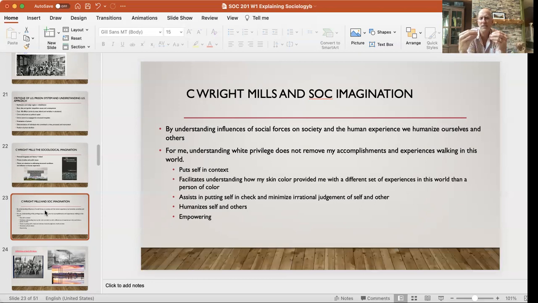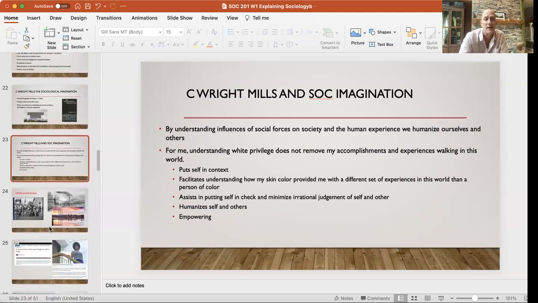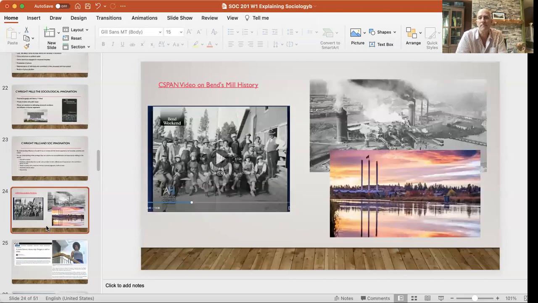That also helps put me in check a little bit and to try to minimize the number of irrational judgments and biases that I bring into understanding myself and others. So it's empowering. To me, it never detracts. Thinking about myself in terms of white privilege doesn't take away from my own particular accomplishments, but it puts them in perspective. And that to me is empowering versus disempowering.